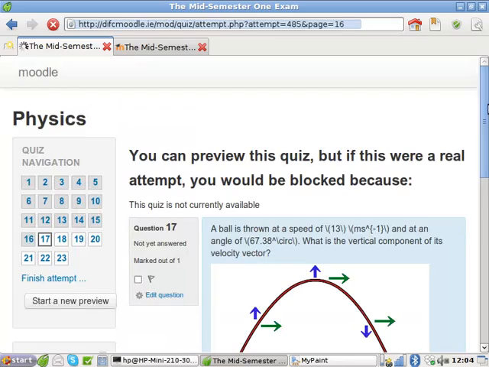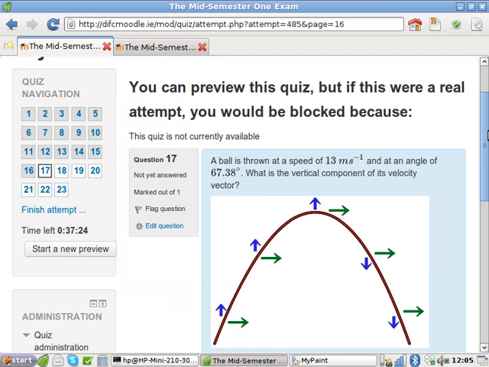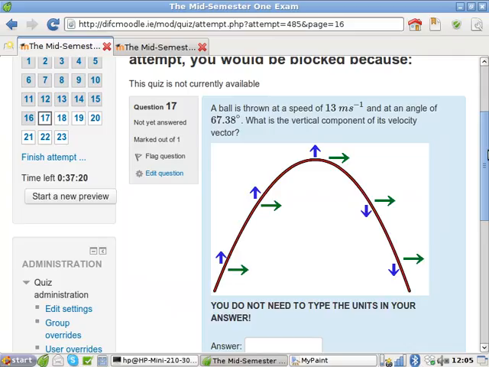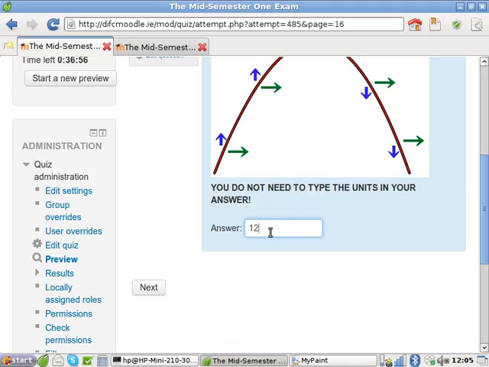This is all okay. A ball is thrown with speed 13 and an angle of 67.38. Alright, so this one, what is it? Projectile. So what is the answer for this? It's 13 cosine. I wanted the vertical. Yeah. 13 sine 67.38. So the answer is, and make sure I'm back in degree mode, 12.